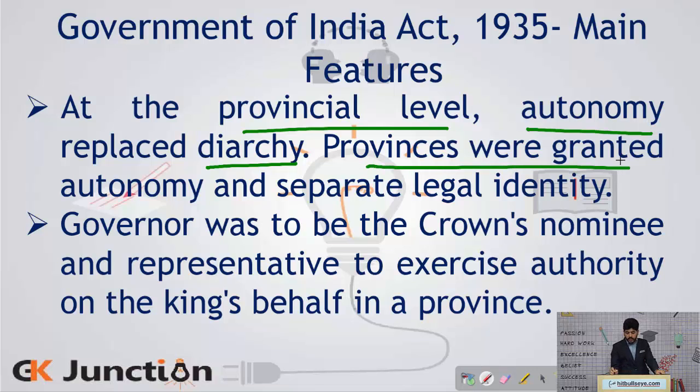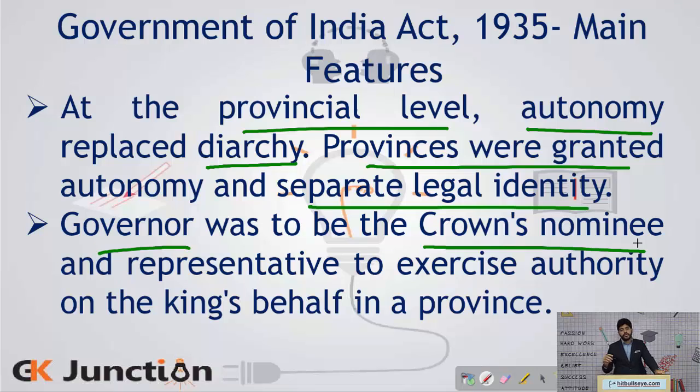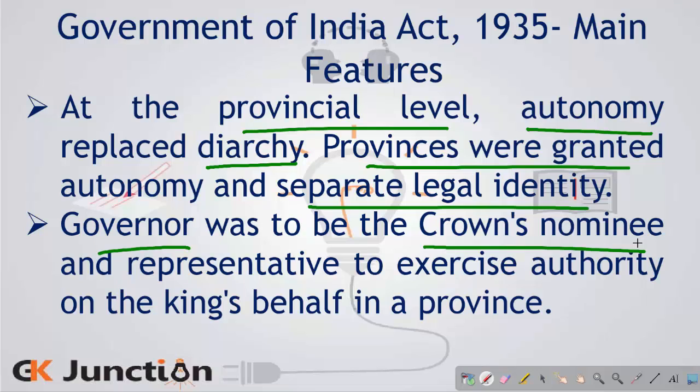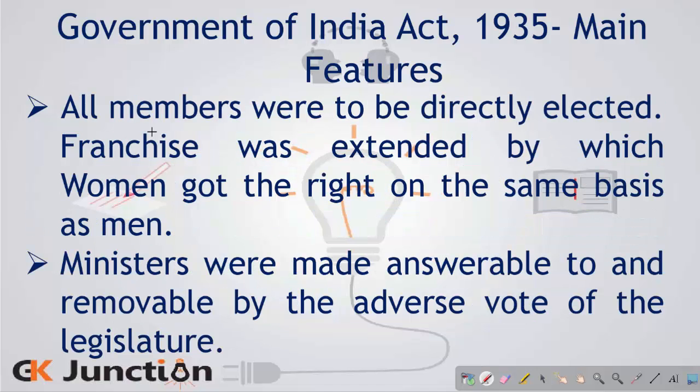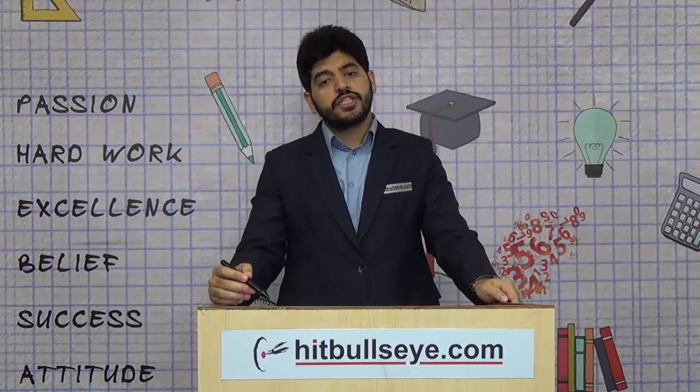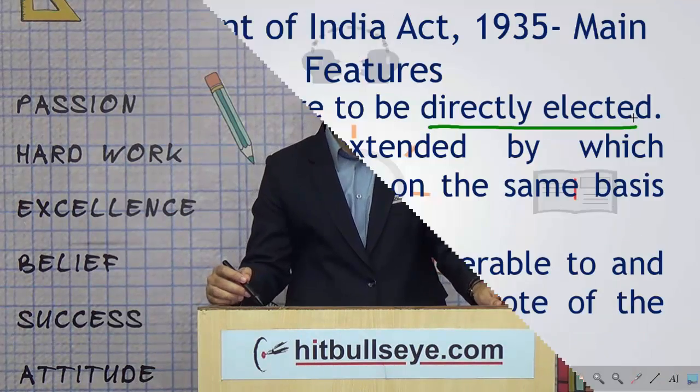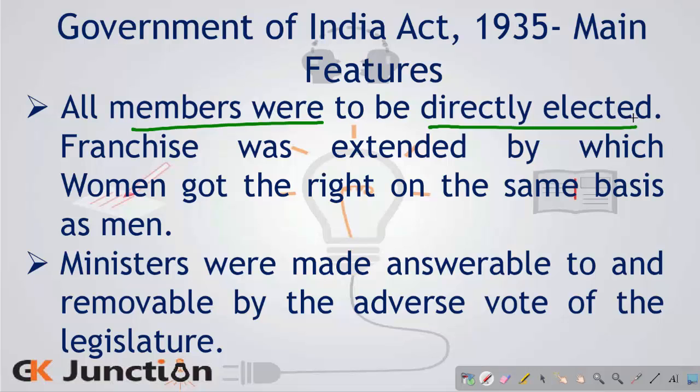Provinces were granted a separate legal identity also. The Governor at the level of the state was the Crown's nominee, the nominee of the British Queen or the King at that point in time, and he would exercise authority on the King's behalf in a particular province. All the members would be directly elected. In our earlier stages, we had indirect elections. Now the elections would be direct elections.